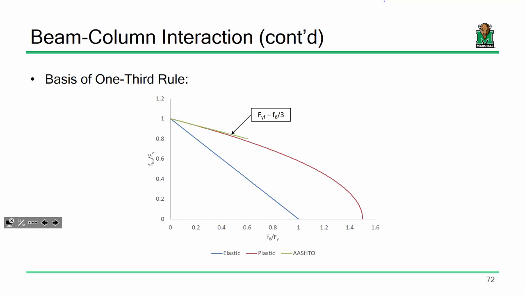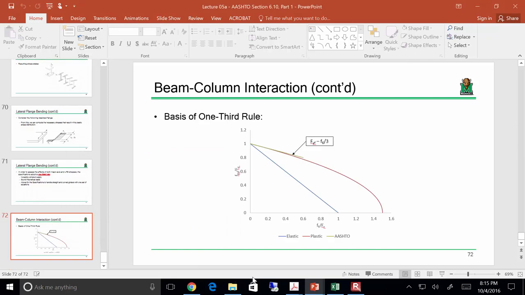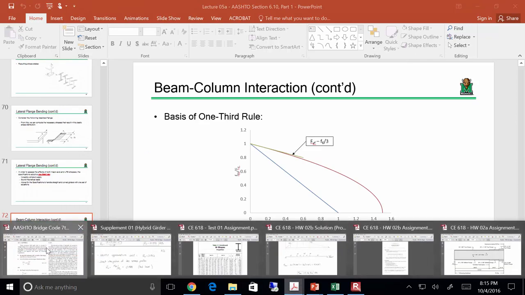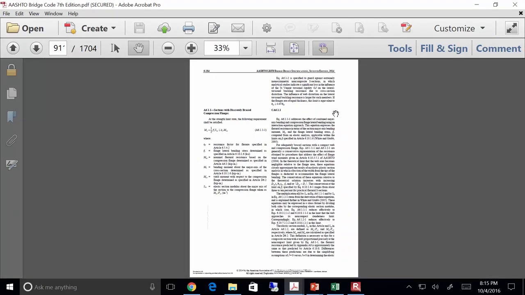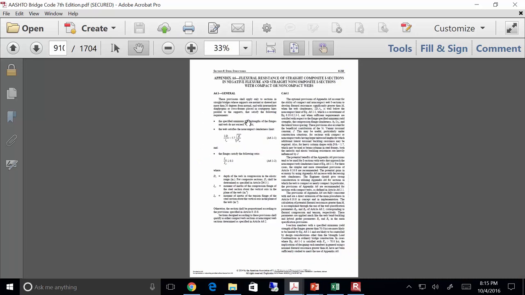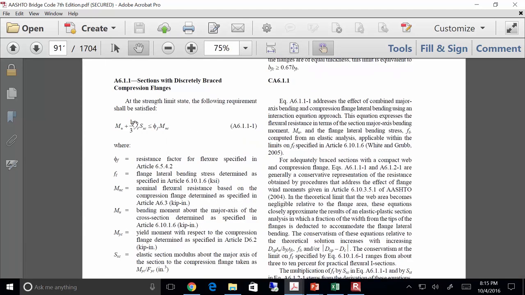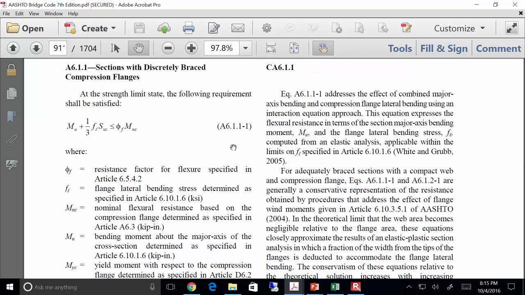For instance, if I go to Appendix A, so here's Appendix A, and I get past the requirements. Look right here. At the strength limit state, the following limits shall be satisfied. Now, normally you'd think you would see what? Phi Mn has to be greater than or equal to Mu, and that is what you see. You see phi Mn has to be greater than or equal to Mu plus this. Where'd that plus 1/3 come into play?